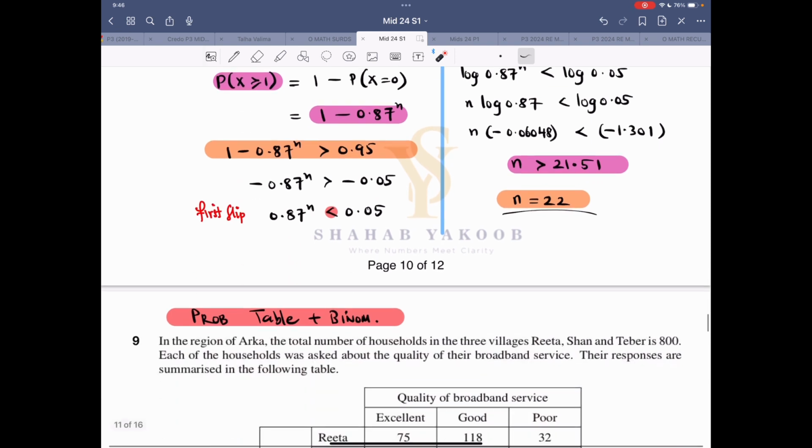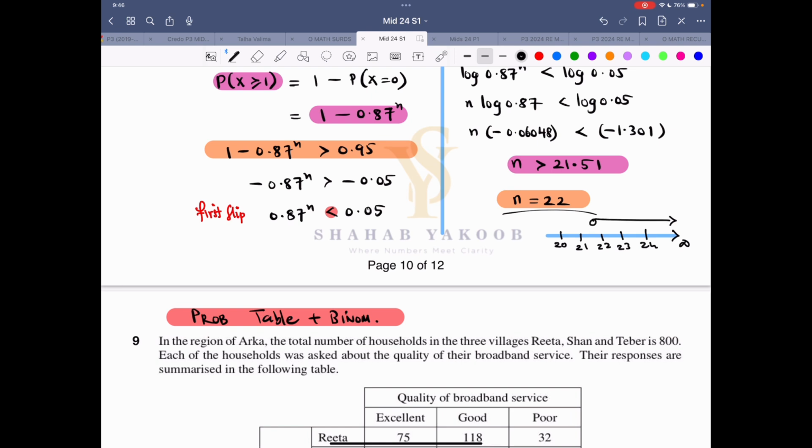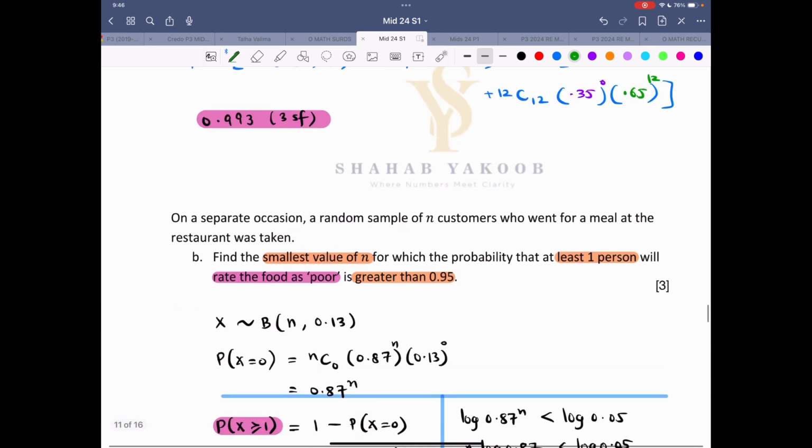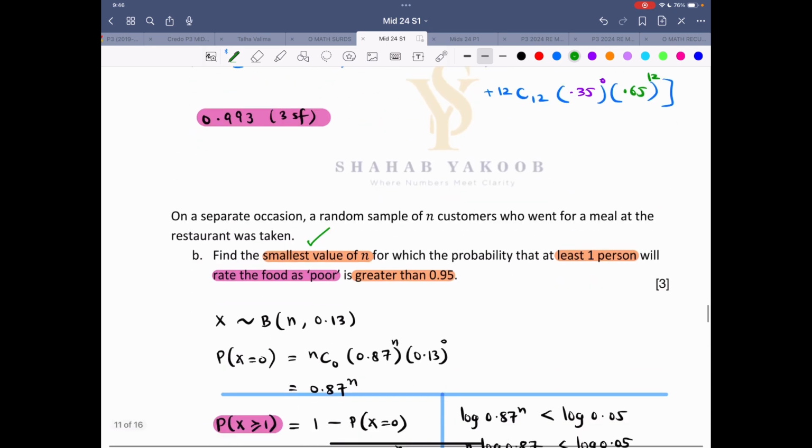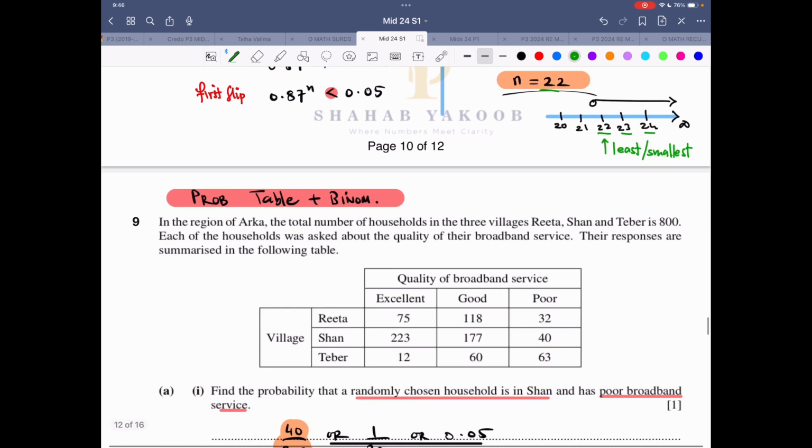n equals 22. Let me draw a number line over here and explain this idea. So this is, let's say, 20 and 21 and 22 and 23 and 24 all the way till infinity. Now, when we say n is greater than 21.51, we are going in this direction. So a lot of options are there. Out of these options, which one is the least value? Which one is the smallest value? The smallest value is 22, and that is exactly what they have asked. So that's how this particular question is done.